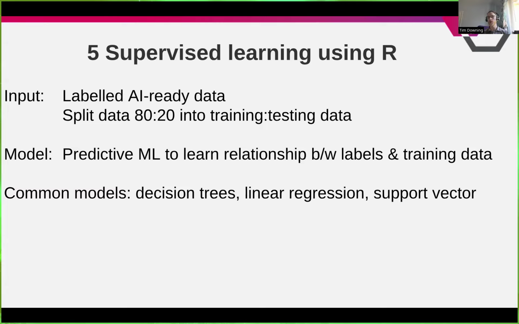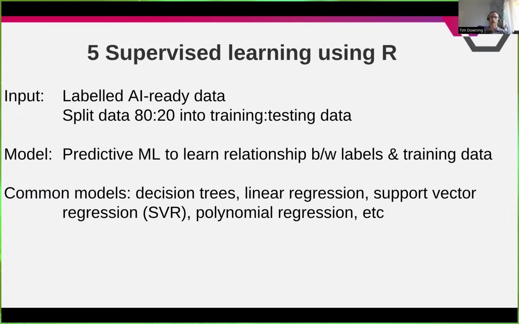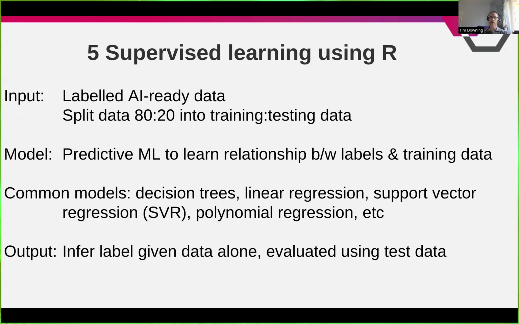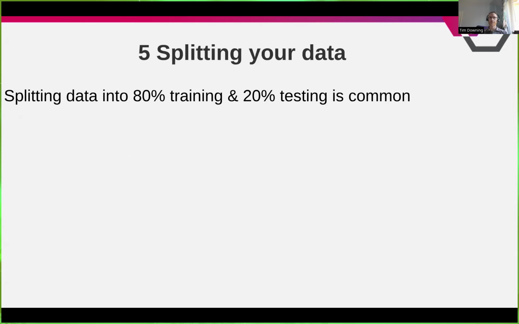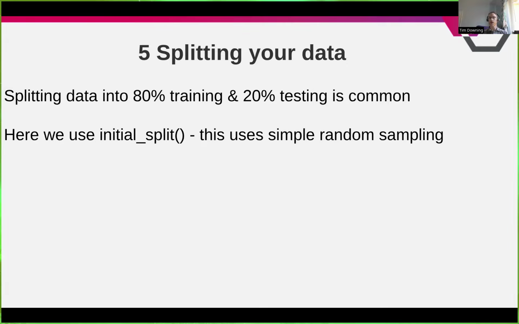Common models that might be used are linear regression, which is what we're doing, decision trees, support vector approaches as well. That might include support vector regression, polynomial regression, and so on. What we're trying to infer is the capacity of it to take the test data and correctly pick the labels based on the training data. So we're going to split our data in 80% training and 20% testing. That's the common way. We'll use the initial split function, and that uses simple random sampling.